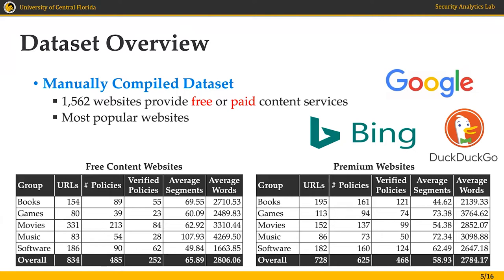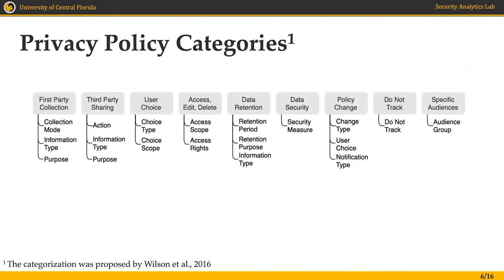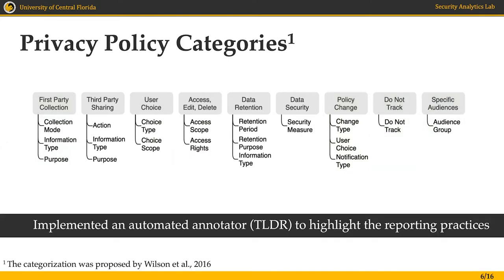And to understand the privacy policy reporting for free and premium content websites, we crawled those websites to obtain their privacy policies. We also manually verified the validity of each extracted policy for accurate reporting of the observations and findings. And in line with the literature, we applied the following nine categories: first party collection, third party sharing, user choice, user access, data retention, data security, privacy change, do not track, and specific audience. And we used these high level categories as labels. And we applied our previously implemented annotator, which we call TLDR, to extract the reporting practices of the free and premium websites that we have collected.